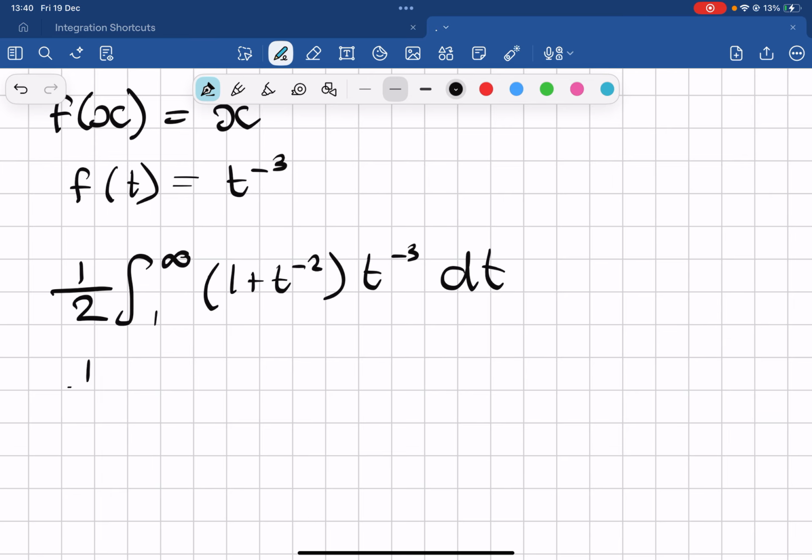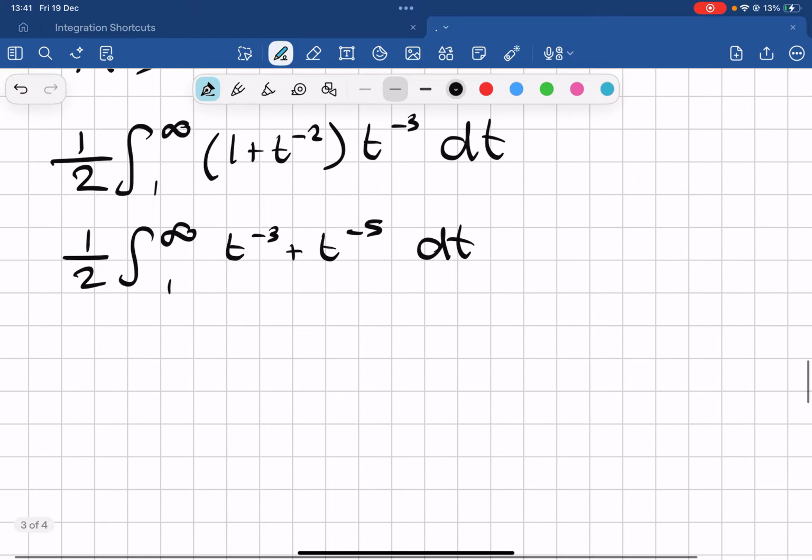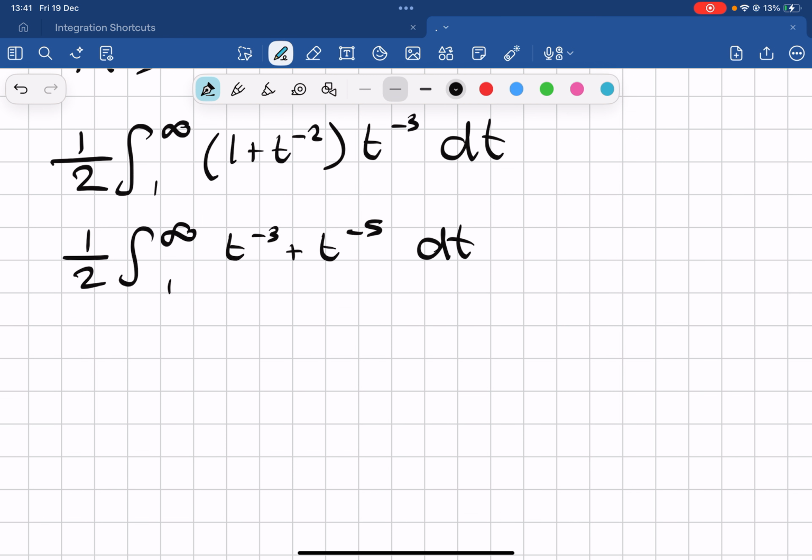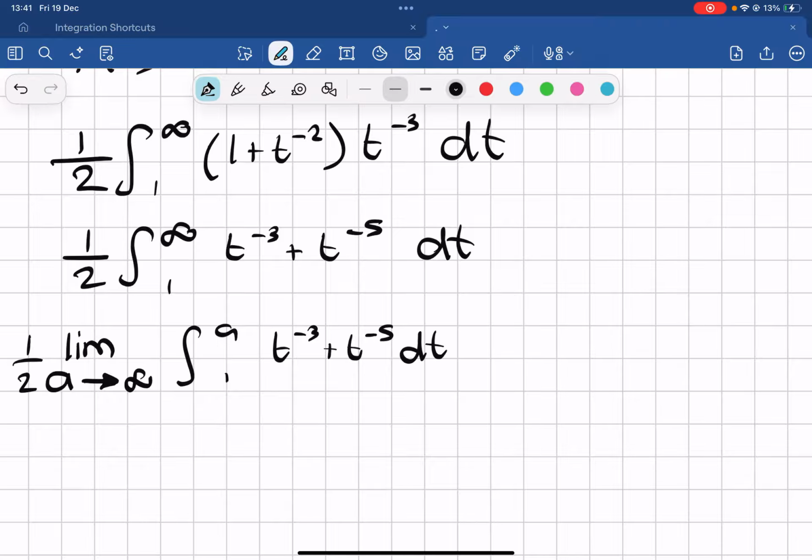Alright, first, before we integrate, let's simplify this expression. So we've got plus t to the minus 5 dt. Right, I think now we're in a position where we are ready to integrate. So we say a half, but we've got an infinity, so we have to take the limit as a goes to infinity. A half, we've got the integral from a to 1 of t to the minus 3 plus t to the minus 5 dt.